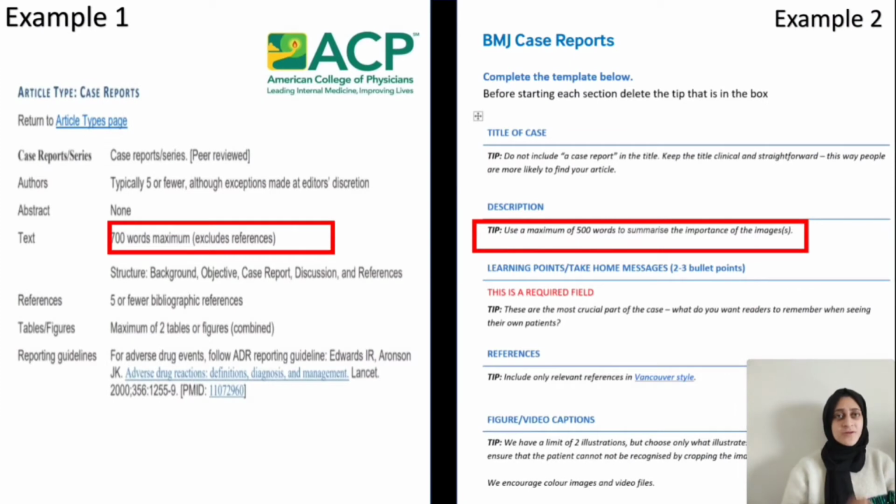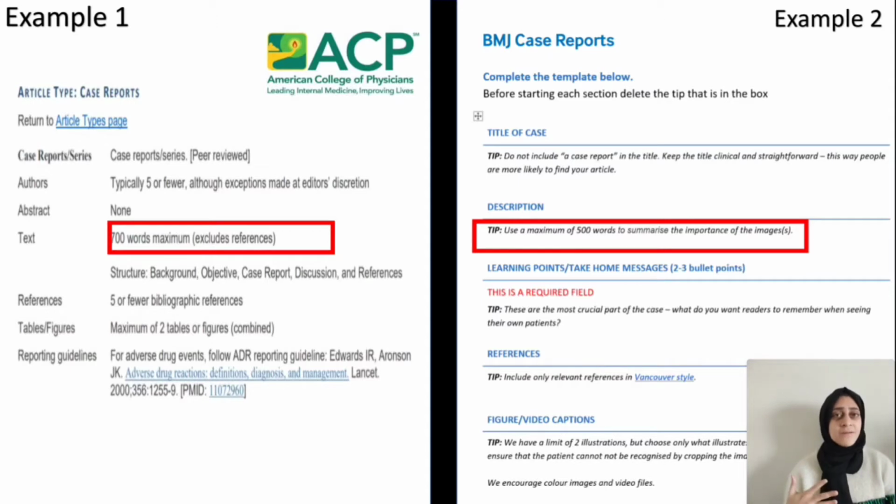So example 1, on the left, we have the instructions for a case report in the Journal of the American College of Physicians. Very easy instructions they've given, specifically a word limit of 700 and 5 references, a maximum of 2 tables, easy. In example 2, again, really simple instructions, a maximum of 500 words and a limit of 2 illustrations, so that can be easily followed.